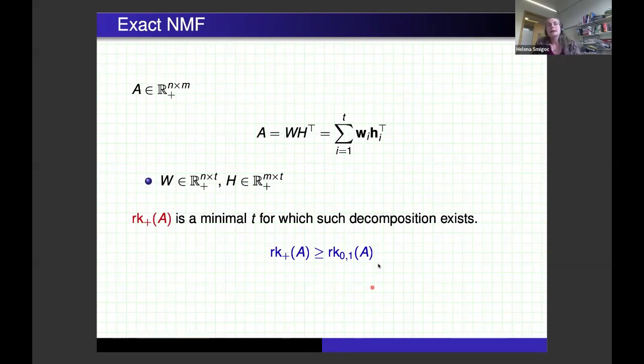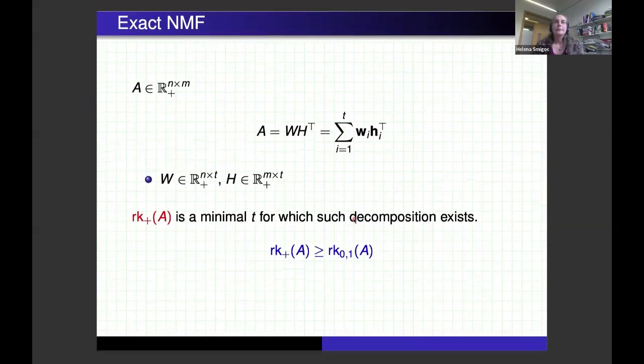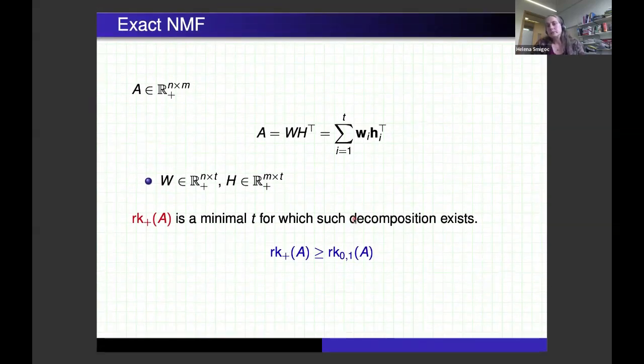So in general, the NMF rank, which is the minimal number of columns in the matrices W and H, so I can write the matrix A as W times H transpose, this rank is typically greater than the Boolean rank. So we have only a lower bound from the Boolean rank. Of course, all the factors here I'm requiring to be non-negative. Studying exact NMF is a nice theoretical question.